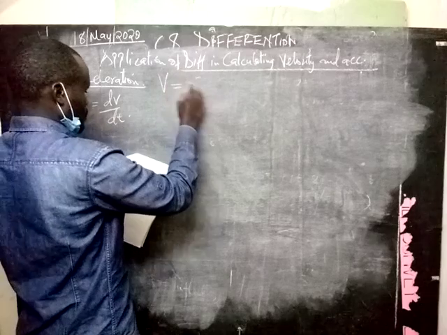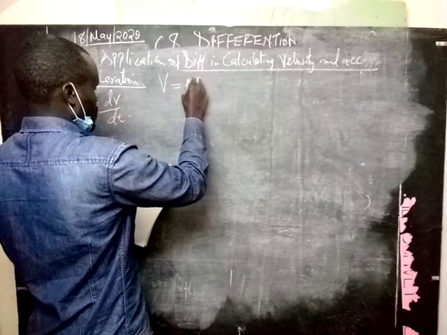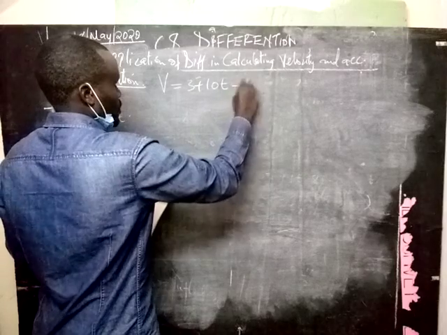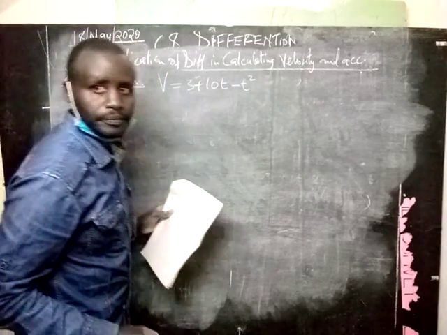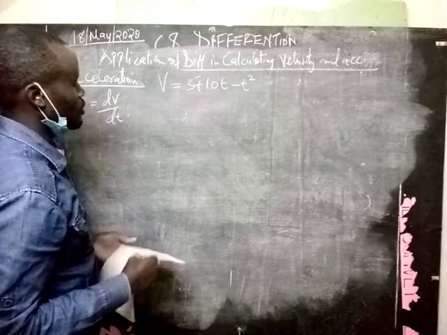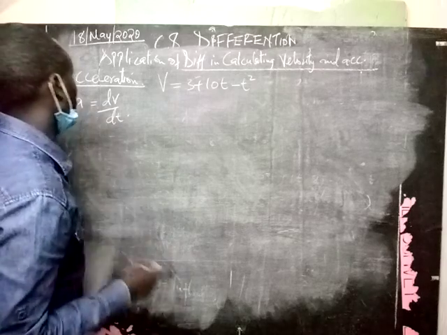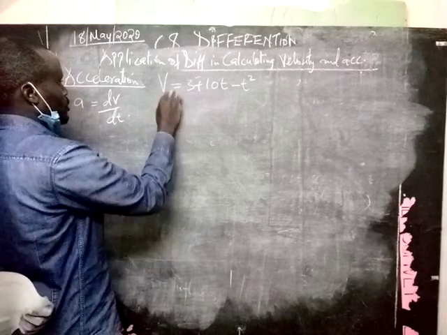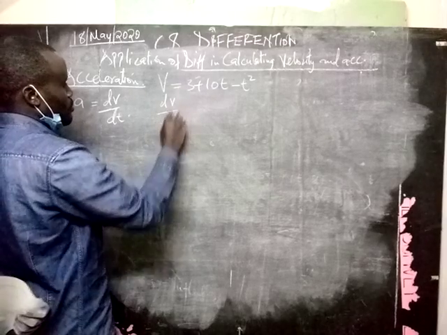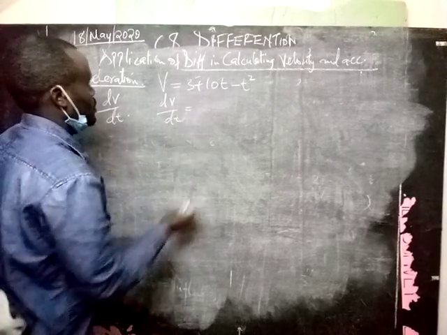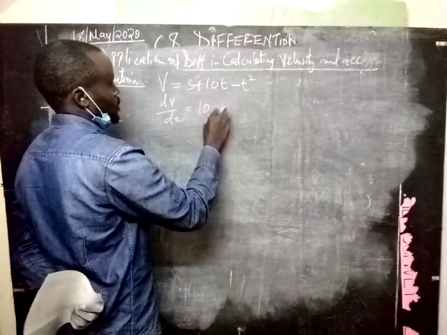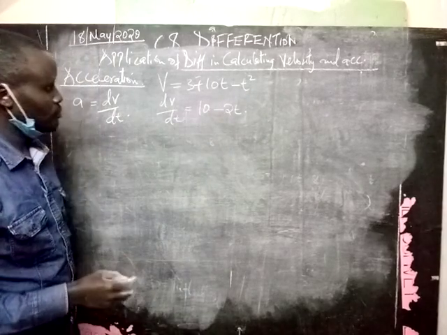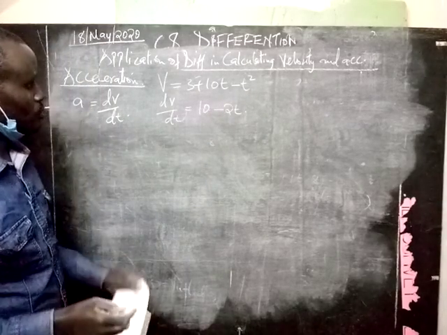The velocity of this particle is 3 plus 10t minus t squared. So this is the velocity of a particle moving in a straight line. To find acceleration, we differentiate this with respect to time, t. We are going to have 10 minus 2t.